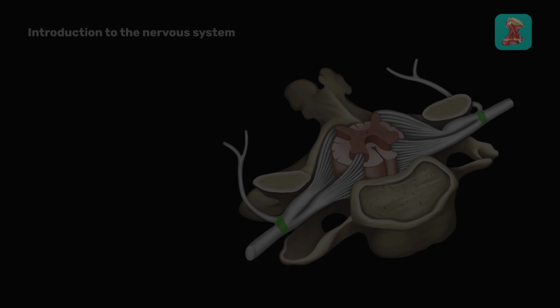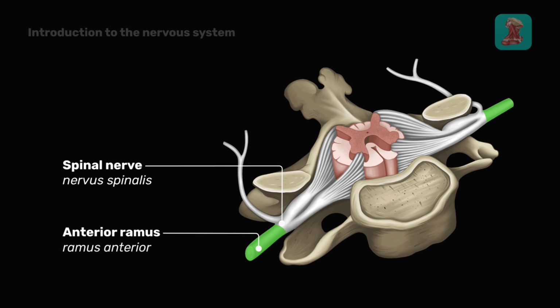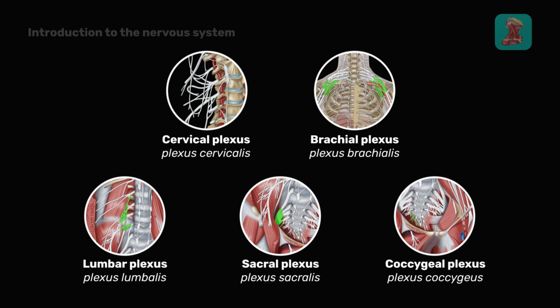Both roots of the spinal cord merge to form a mixed spinal nerve, which has both motor and sensory fibers. Each mixed spinal nerve almost immediately divides into two branches, the anterior ramus and the posterior ramus. Since both the anterior and posterior rami emerge from the mixed spinal nerves, they carry both sensory and motor fibers. Anterior rami, heading to different areas of our body, give rise to multiple nerves and nerve plexuses.